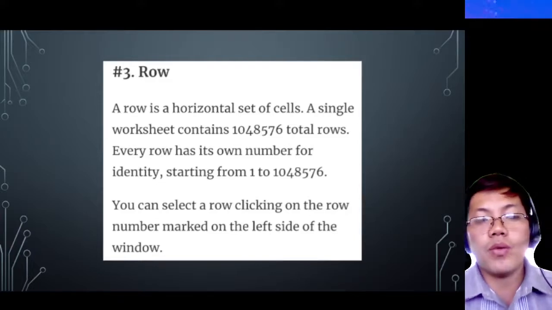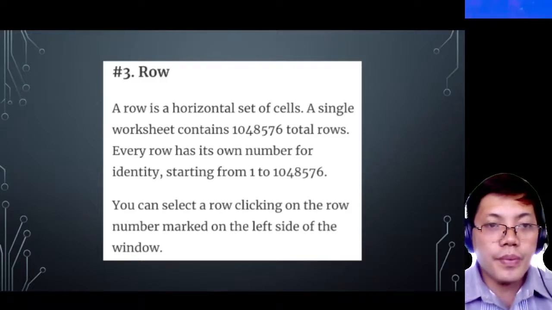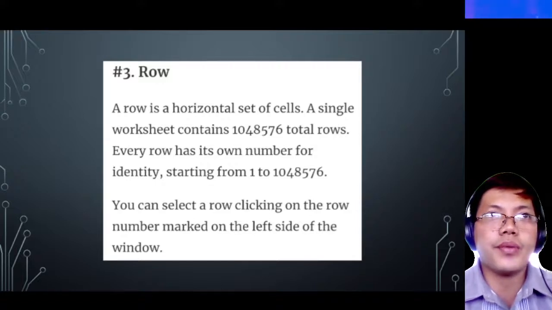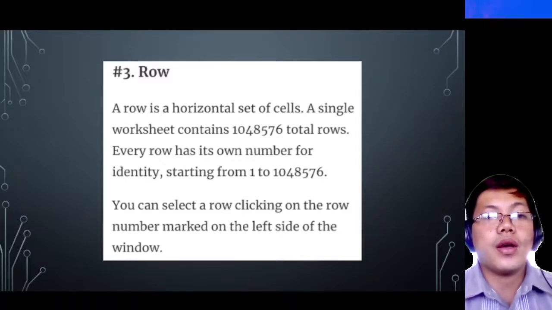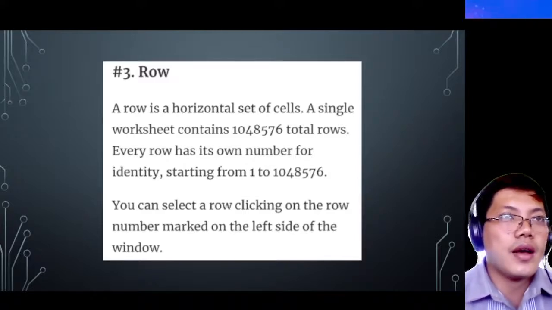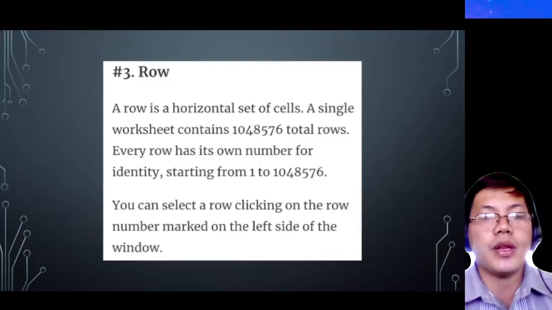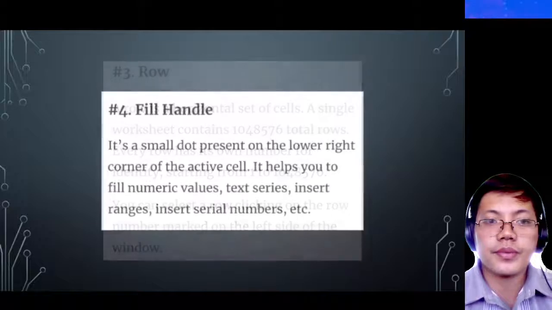It's the same with selecting the entire row 1, for example. You can simply click on the number 1 on the left side corner of the screen, and then everything inside row number 1 will be selected. It will be adjusted depending on your preference.